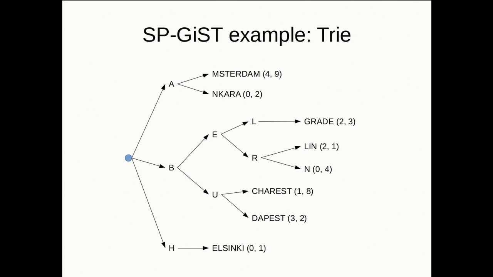So an example. Again, if you want to index the names of cities, in this case you have a tree like this. You have the root node, and under the root node, you have a branch in the tree for each next character in the string you're indexing, and the next character, and the next character, and so forth. And at the leaf level, you have the entry itself.